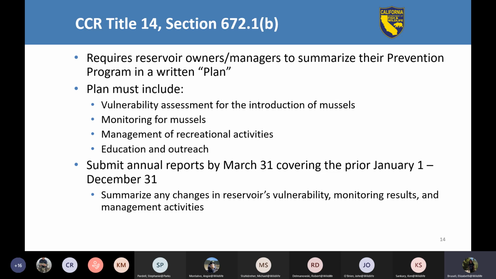It also has a requirement for an annual report that needs to be submitted to the Department of Fish and Wildlife. And so these reports are due by March 31st, and they cover the prior January 1st through December 31st, so calendar year. And they need to describe any changes that have occurred in the reservoir's vulnerability, your monitoring results, and the management activities that you have carried out during that year.